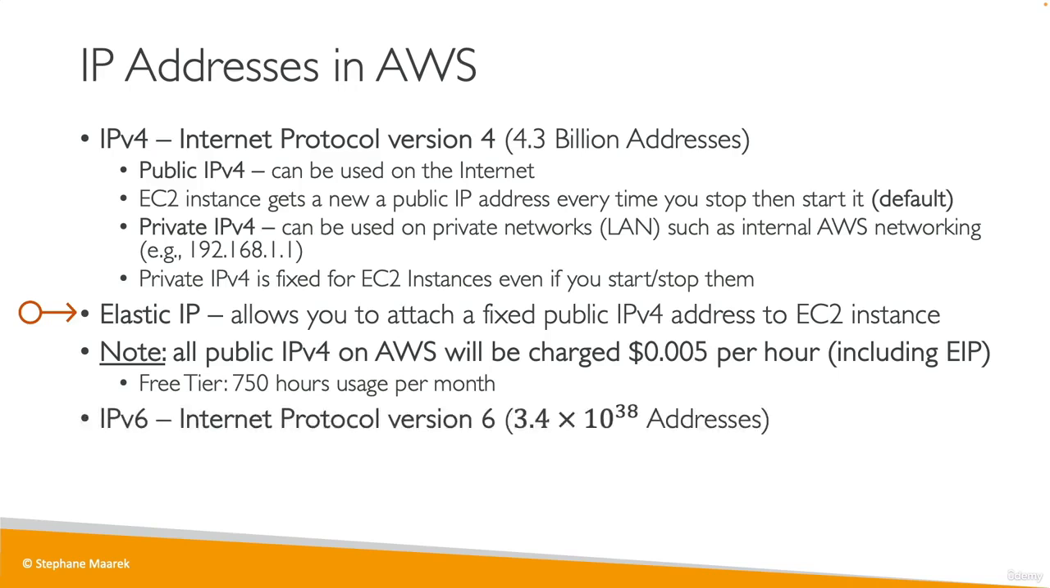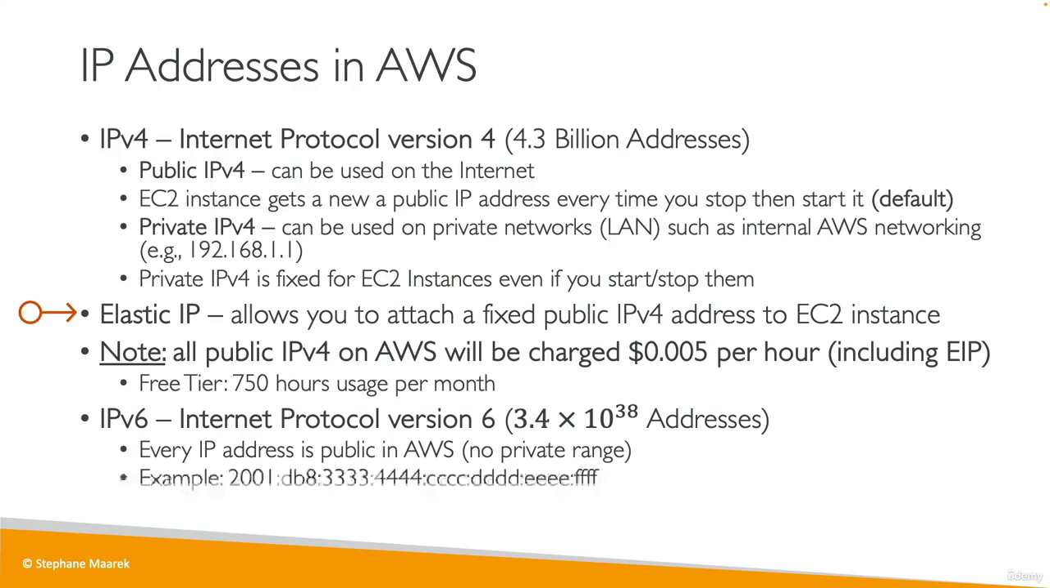And so IPv6 is the newer internet protocol version, and you have a lot more addresses, so 3.4 times 10 to the power 38 addresses. So that means you have 38 zeros in there. So it's a lot more addresses. And every IP address in this range, in IPv6 in AWS, is going to be public. There is no private range for IPv6. And so this is what an IPv6 IP address looks like, and they are free in AWS.